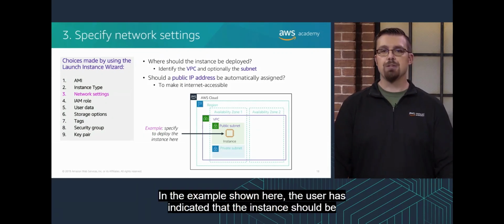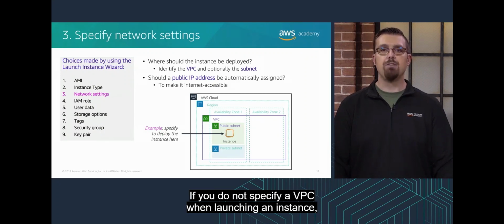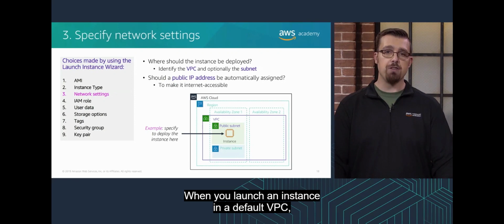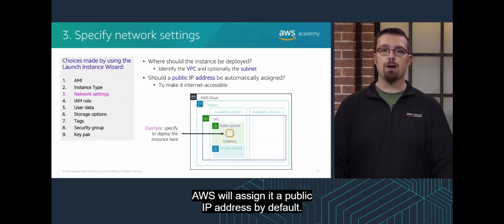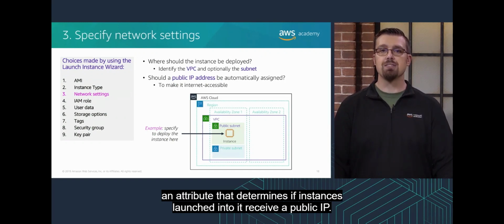In the example shown here, the user has indicated that the instance should be deployed into a specific public subnet inside a specific VPC. If you do not specify a VPC when launching an instance, the instance will be placed in the default VPC. When you launch an instance in a default VPC, AWS will assign it a public IP address by default. When you launch an instance into a non-default VPC, the subnet has an attribute that determines if instances launched into it receive a public IP.